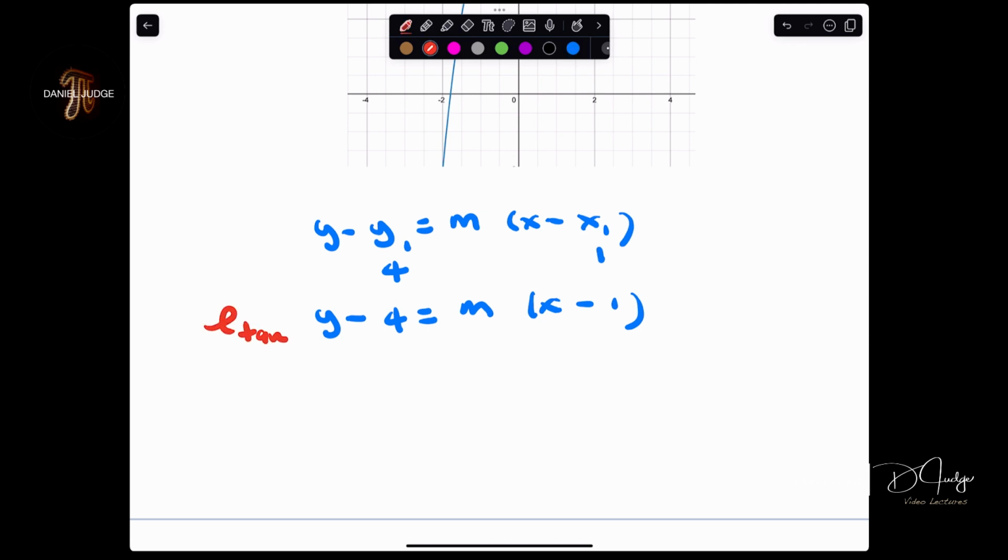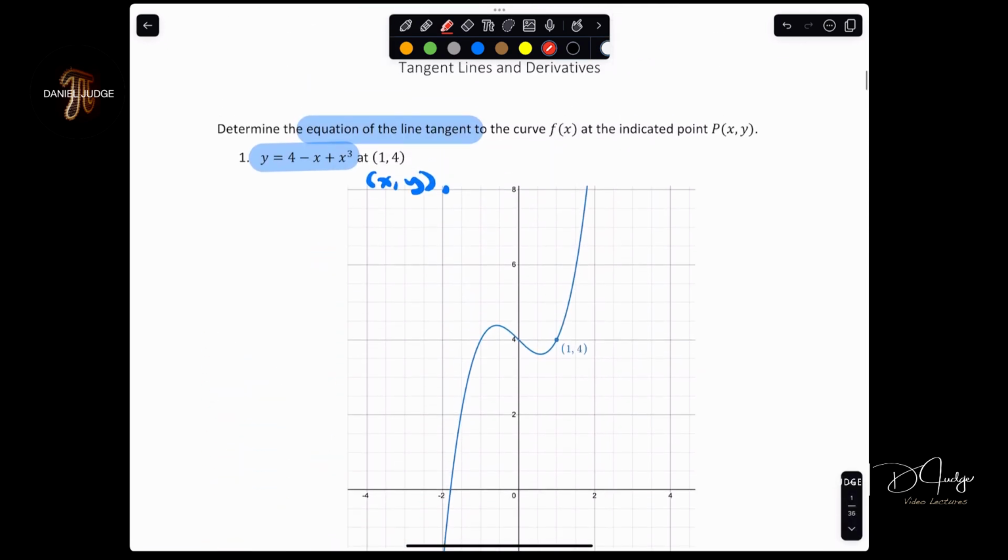But what we need is the slope of that tangent line. So where the calculus comes in is finding m tangent here. And this is what we discussed in lecture. So this is what we're looking for. The equation of the tangent line, that's L tangent. So we need the slope of the line.